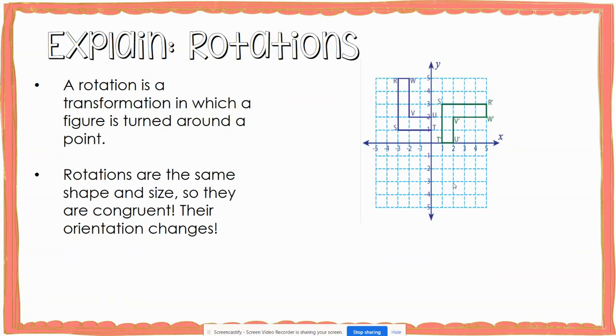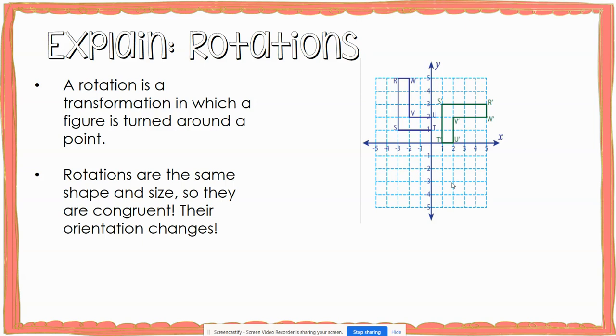A rotation is a transformation in which a figure is turned around a point. Rotations are the same shape and size, so they, like translations and reflections, are congruent. Just like reflections, their orientation will change because when you rotate it, it's going to be facing a different direction, with the exception being if you rotate it 360 degrees, because that would mean that you rotated it all the way back to its original placement.